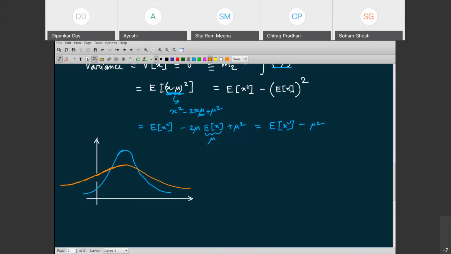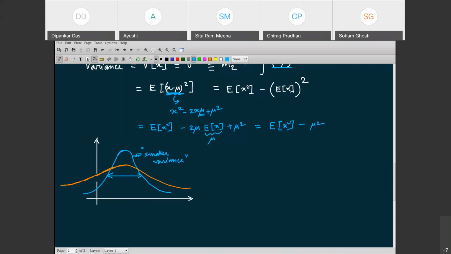So you get the idea. This variance gives you the width of the distribution. The blue curve will have the smaller variance, and the orange will have a larger variance.